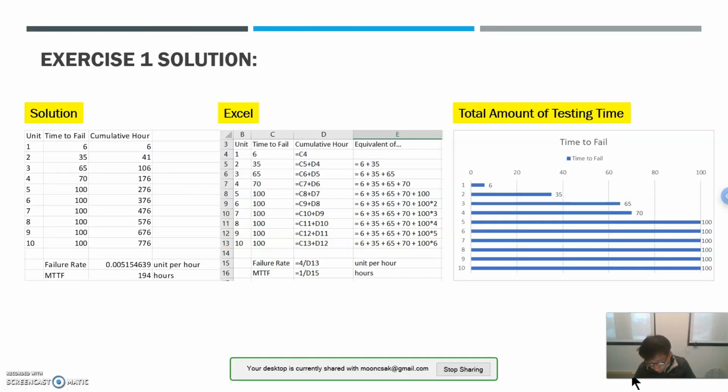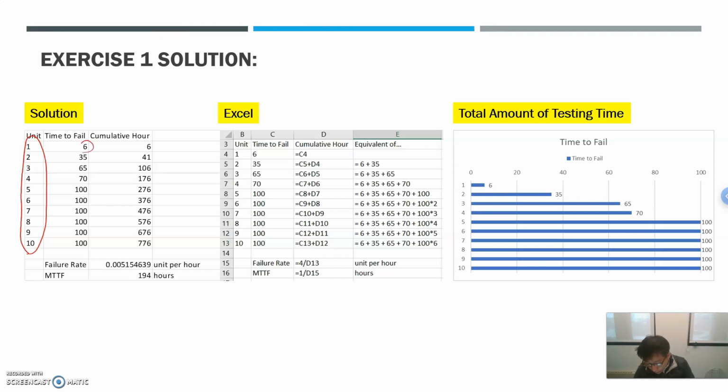So this is the solution. If you look at the Excel solution, these are all the units. We tested 10 units. Each unit, 6 hours, 35 hours, and so forth. All of them lasted for 100 hours. And these are the cumulative testing hours. There's nothing but 6 plus 35 becomes 41. In other words, you're adding up all these testing hours. So eventually, your total testing hours is 776, and you divide 4 by 776, that will give you this failure rate.